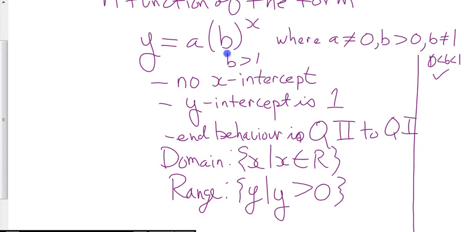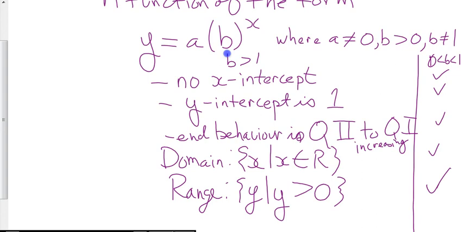Yeah. Okay. Do you want me to go back to it? No? Okay. Y-intercept still 1. Is the end behavior still quadrant 2 to quadrant 1? Domain still real numbers? Is the range still y is greater than 0? Yes. Okay? But something changed and we need to describe that. The way we're going to describe it is whether the function is increasing or decreasing. So here we'll say the end behavior is quadrant 2 to quadrant 1 and it's increasing.